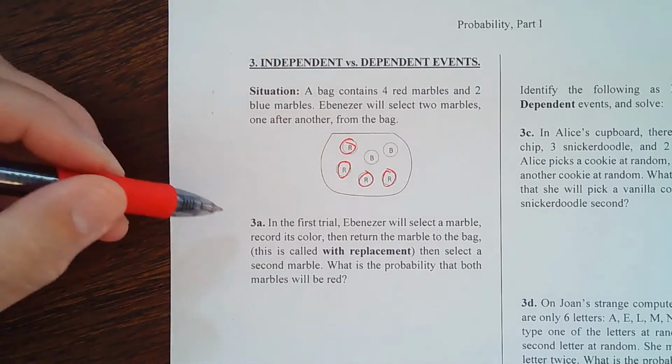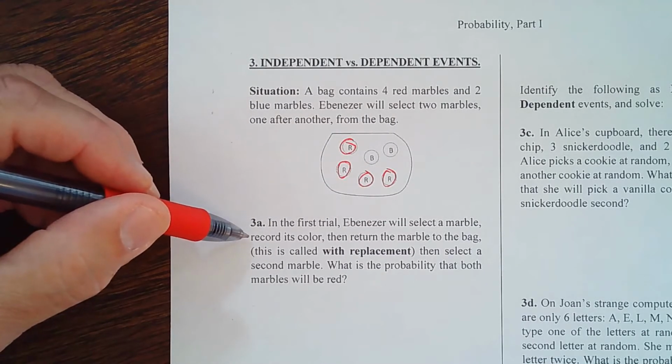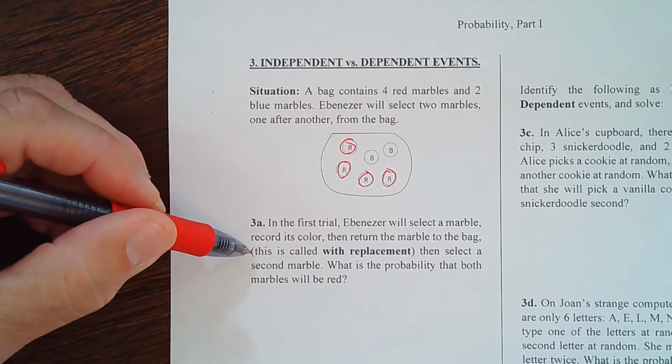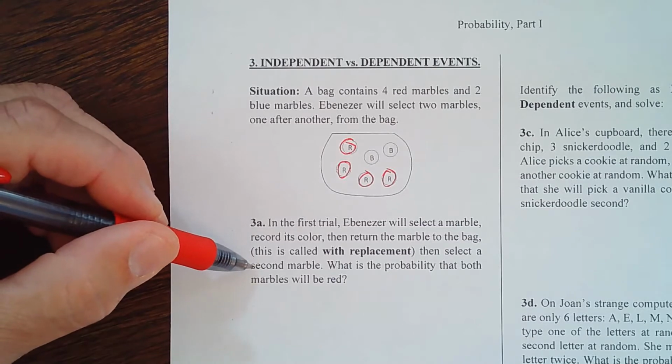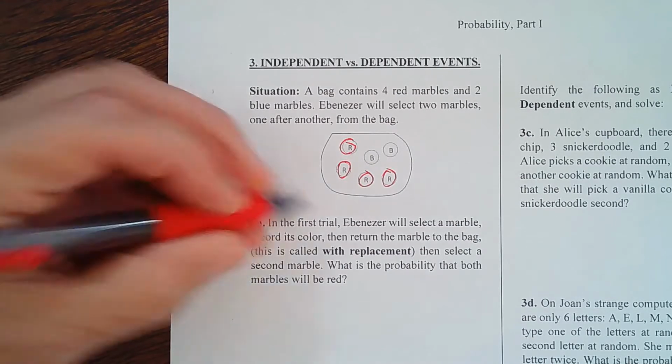First, 3A. In the first trial, Ebenezer will select a marble, record its color, and then return the marble to the bag. This is called with replacement. Then he will select a second marble. What is the probability that both marbles will be red?